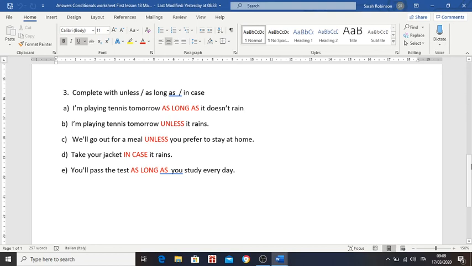Now, in this exercise, I didn't give provided that or providing that as an alternative, but obviously in every situation where you use as long as, this would also be possible.